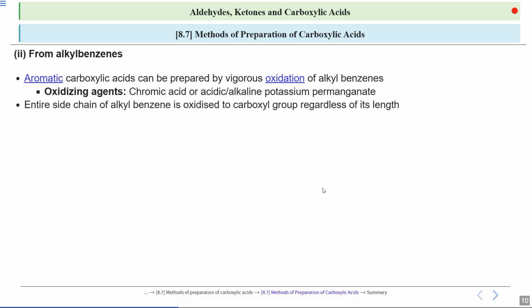Now here is a very interesting aspect of this reaction. The entire side chain of alkyl benzene is oxidized to a carboxylic acid regardless of its length. The entire chain of alkyl benzene will be oxidized to a carboxylic group no matter what the length of that chain is. It will be completely transformed into a carboxylic group, which will simplify the structure of the molecule.